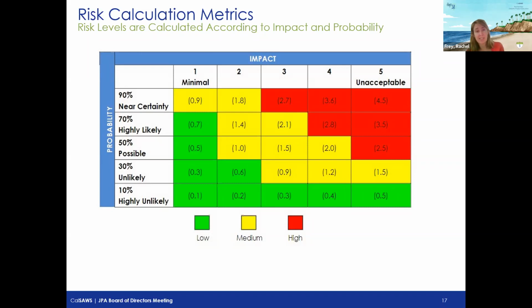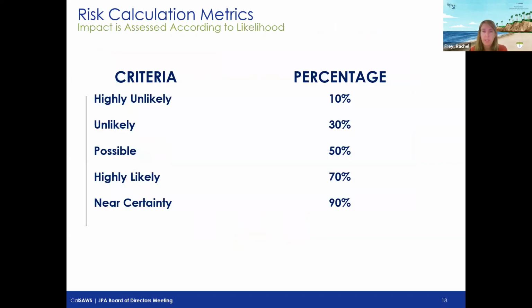If we could move to the next slide, just looking at probability. We look at probability from the likelihood that it is highly unlikely that the event will actually occur, all the way to near certainty. Near certainty isn't actually certain. When it becomes certain, then it becomes an issue. So we go from highly unlikely to near certainty, and there are assigned weightages or percentages to each of those criteria associated with this area of the risk calculation.